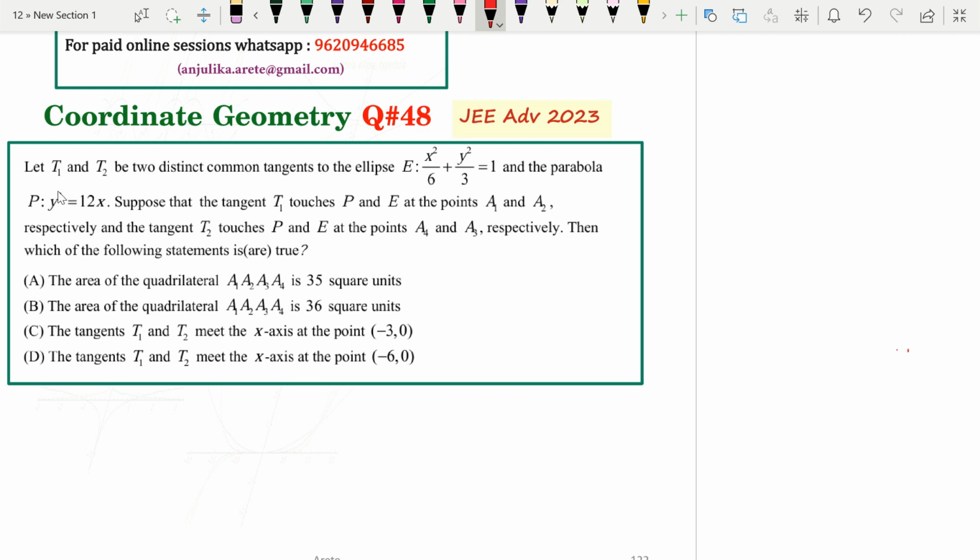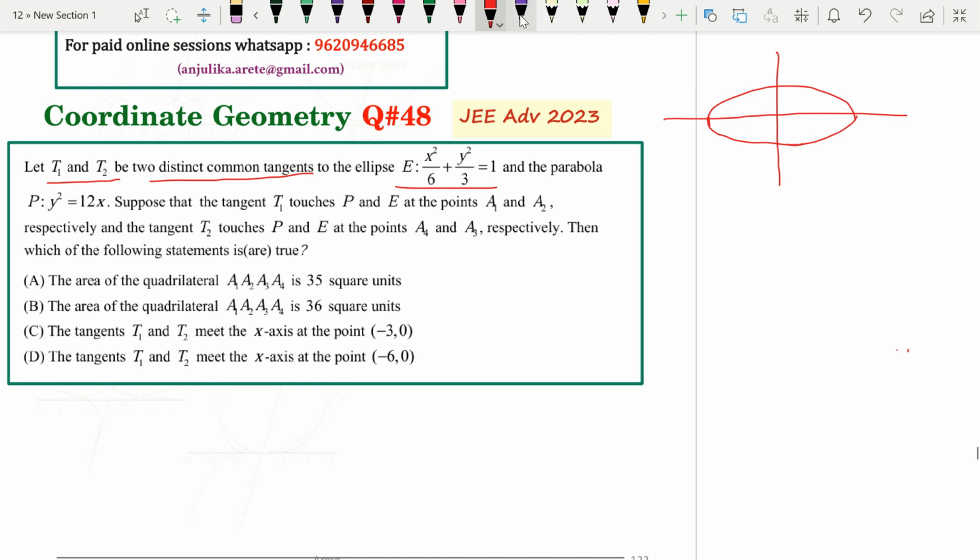Let's get started. Given to you are T1 and T2, two distinct common tangents of this ellipse. As soon as you see that there is an ellipse in the picture, you start drawing whatever they are saying. Okay, the ellipse is this. You know that the major axis is along the x-axis because 6 is greater than 3, so this is how it is going to look. You can mark the points as well, but let's keep reading.